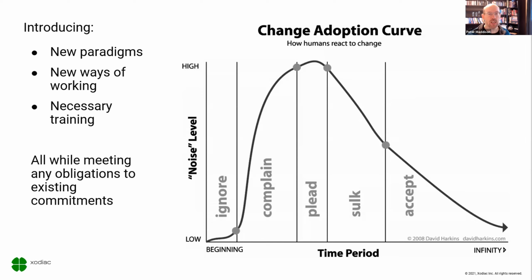So when we look at change, everybody goes through this change adoption curve. As we're introducing these new paradigms, these new ways of working, introducing new knowledge through training, all the while we've got to also meet all of the existing obligations and commitments in the organization. As we go through introducing these new things, people will typically, first of all, want to ignore the change, saying, that's not going to apply to me. That's great for all those folks over in digital who are working on that web stuff. It's fantastic. I'm just going to ignore it over here in the mainframe.